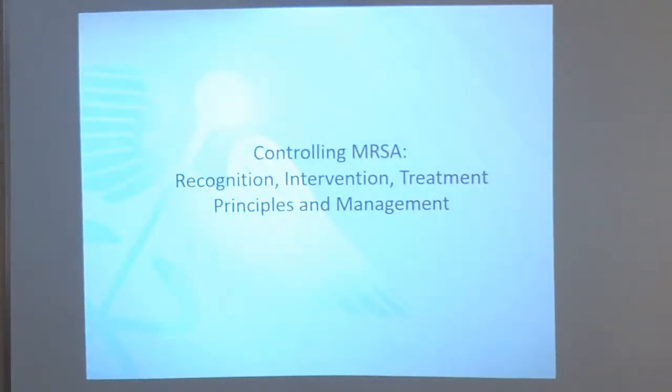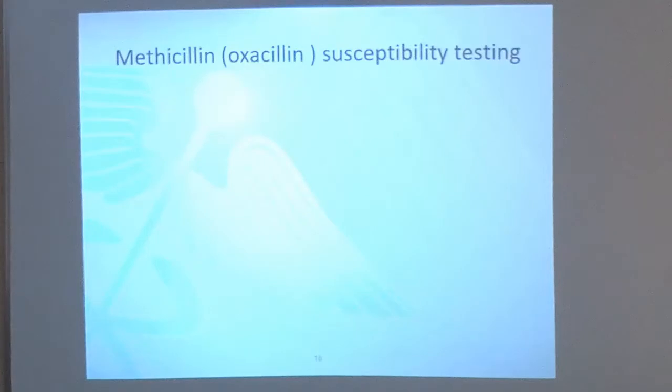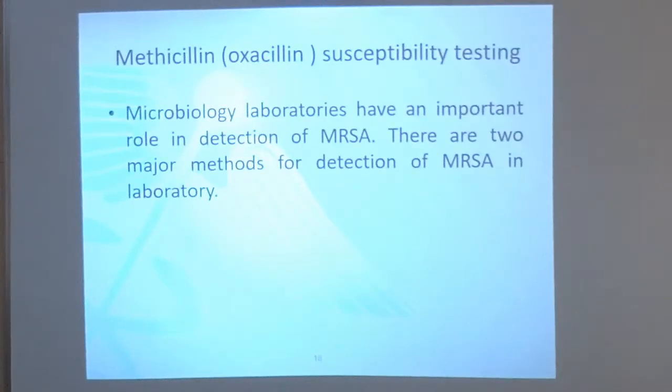Now, how do we control this MRSA, which is in the hospital as well as in the community? You have to recognize it, you have to do some intervention, treat it, and you have to manage it. So, how do you recognize it? Methicillin susceptibility testing has to be done, with methicillin, or you can also use oxacillin. Microbiology laboratories have an important role in detection of MRSA.